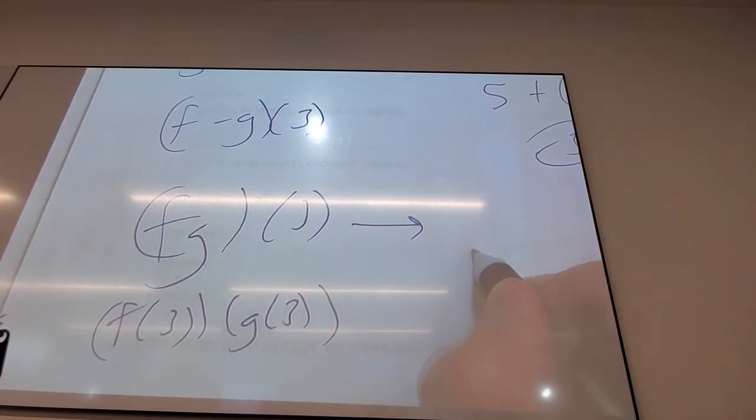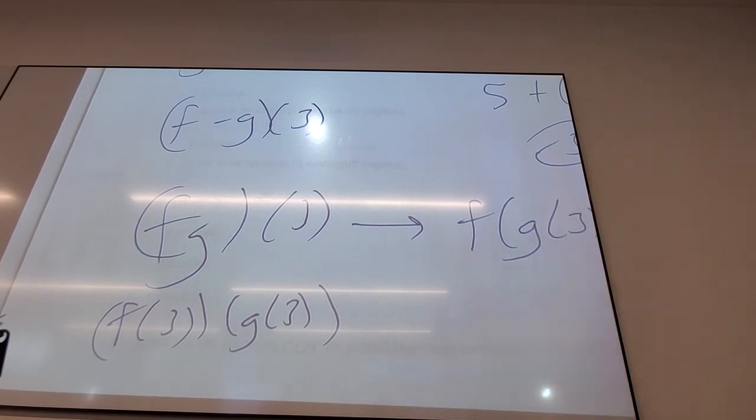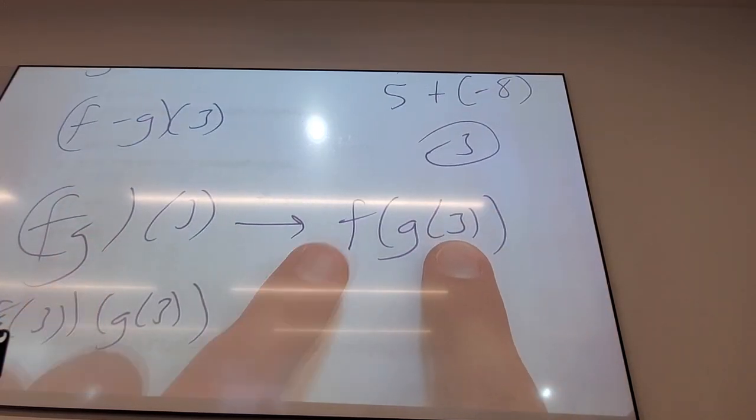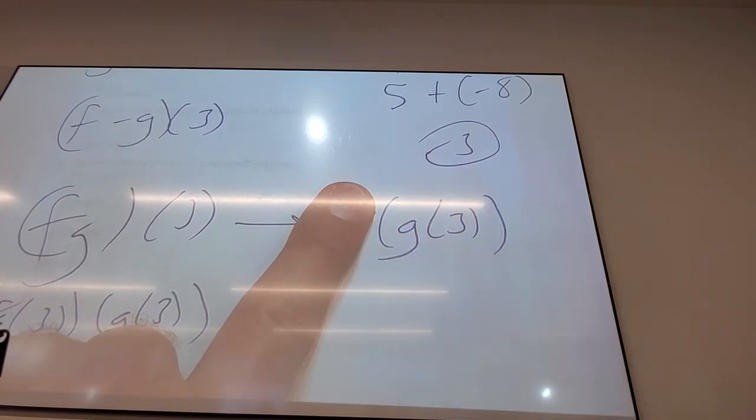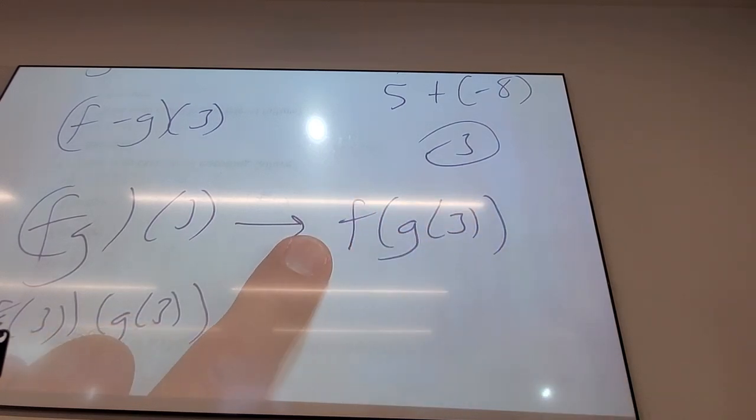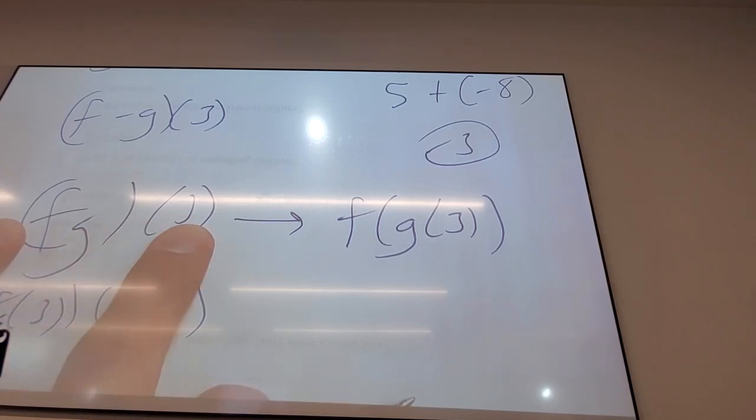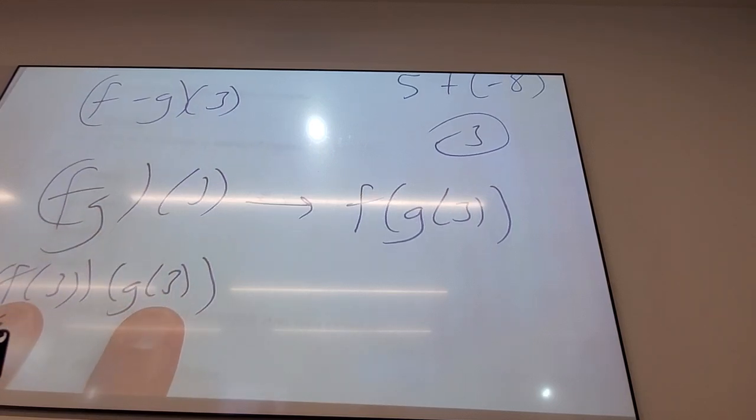But do you see how this is different from this? What does this say to do? These are different. What does this say to do? Figure out what this is, and then plug it into f, right? This one says multiply the functions at 3. So let me get the functions at 3 and multiply those numbers together, right? Nothing too taxing.